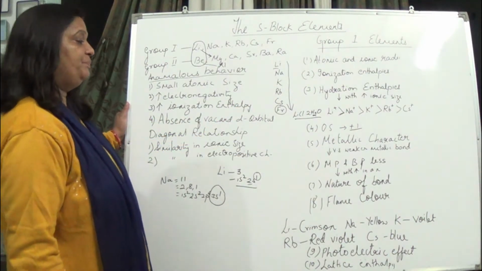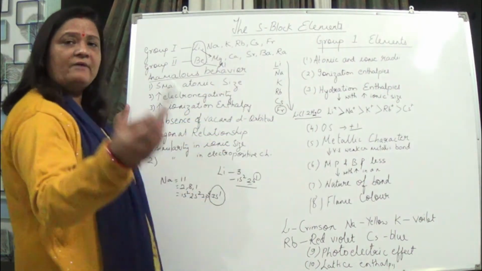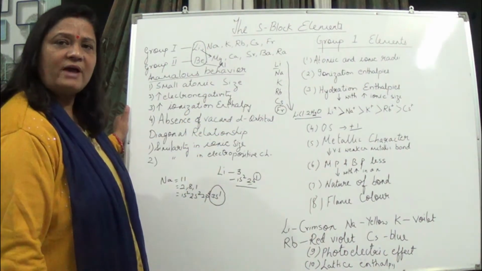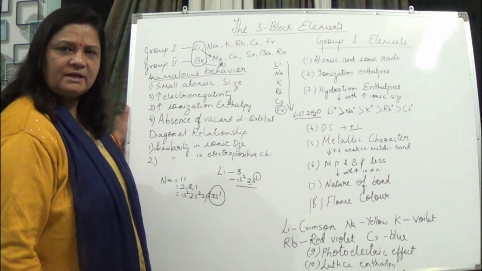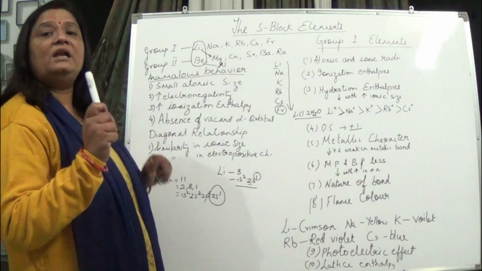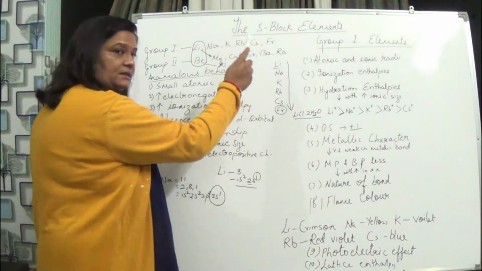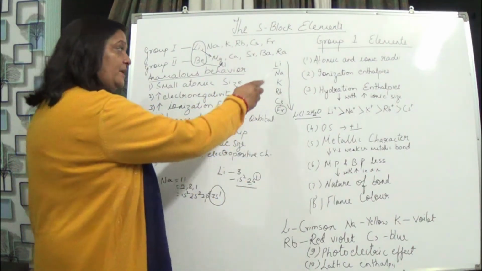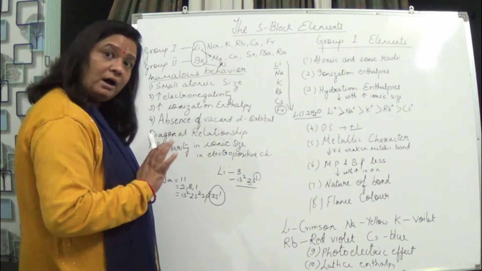Now, what type of bond will they form? If they have only one electron in the valence shell, naturally they will try to give that electron and become stable. So they will form which bond? Ionic bond or electrovalent bond. Here again I will say except lithium. And lithium shows anomalous behavior because of what I had explained earlier.